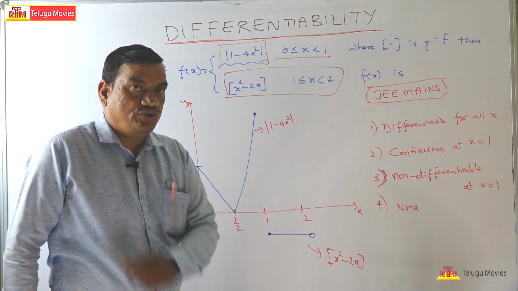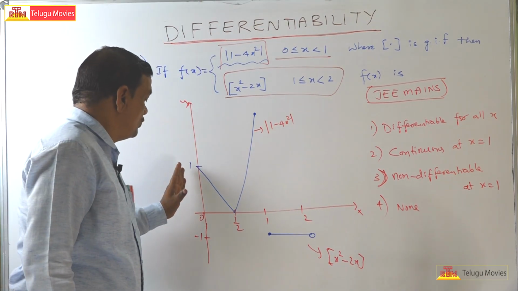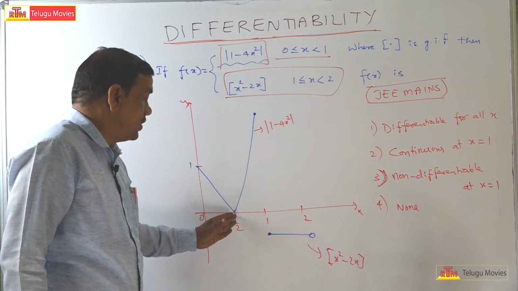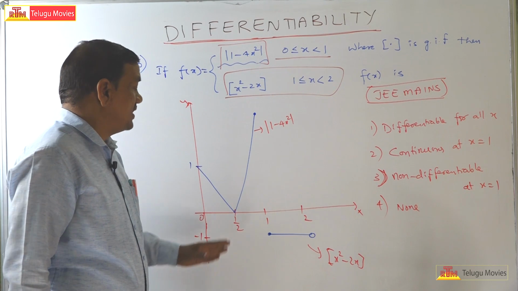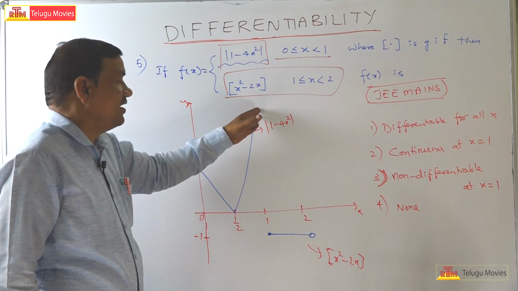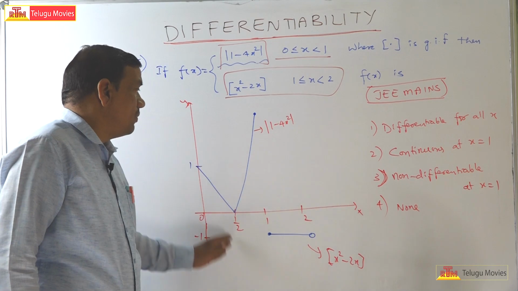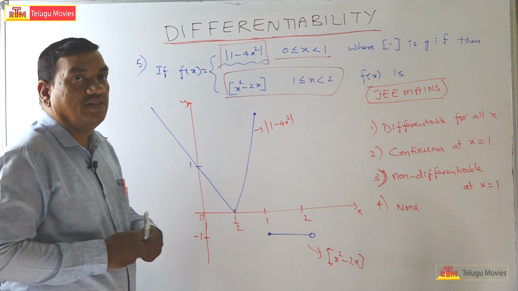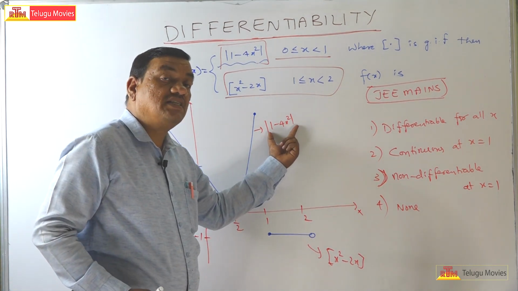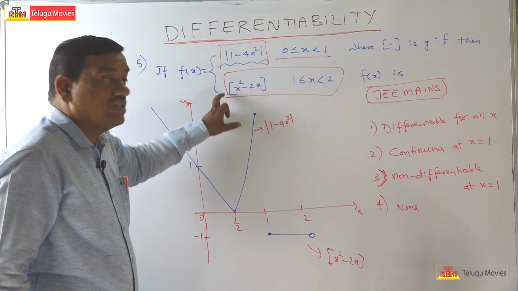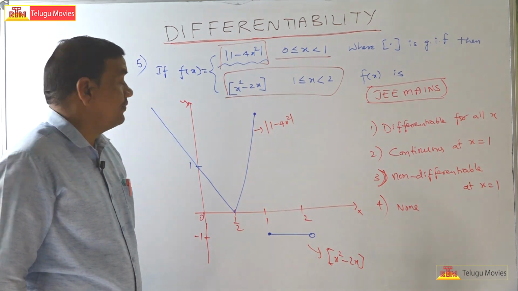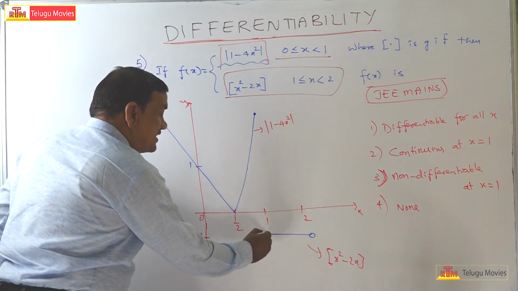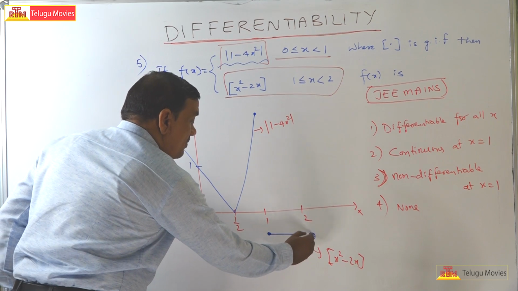Welcome back to the solution. From 0 to 1/2 the graph is like this, going down, and from 1/2 to 1 the graph will be like this. This is the graph of the modulus of 1 minus 4x². Coming to the step of x² − 2x graph, we got −1 for all x in the interval, and then it will break.